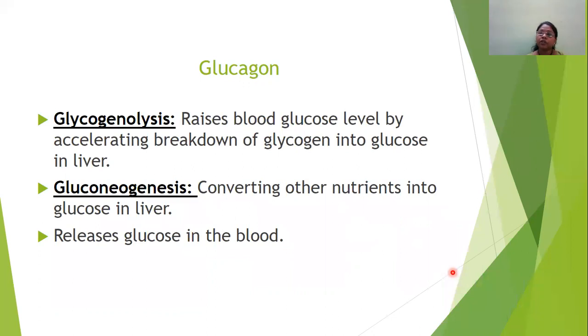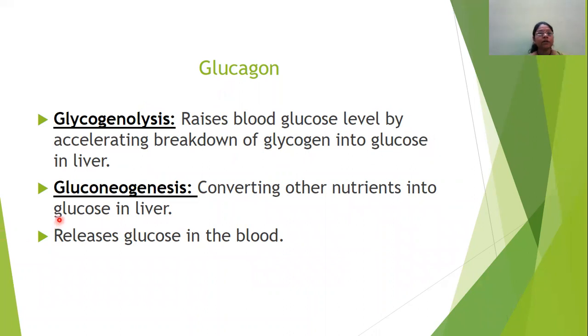Okay, so what are the functions of glucagon? Glucagon is responsible for glycogenolysis. That is, glucagon does the functions opposite of insulin. Insulin is responsible for glycogenesis, that is, it produces glycogen, whereas glucagon is responsible for degradation of glycogen to convert it into glucose. Glycogenolysis raises the blood glucose level by accelerating the breakdown of glycogen into glucose in the liver. When there is a need to maintain blood glucose level in the body, the glycogen stored in the liver gets degraded due to glucagon and converted into glucose molecules, and blood glucose level is maintained.